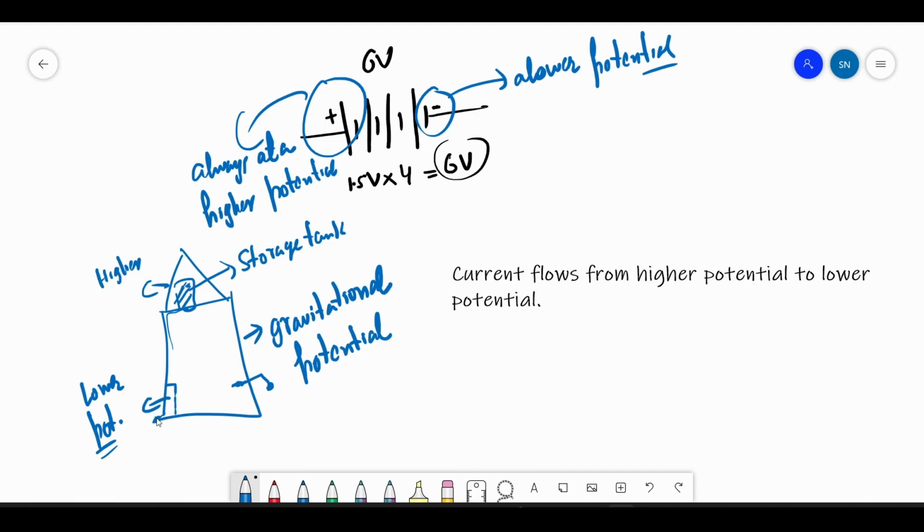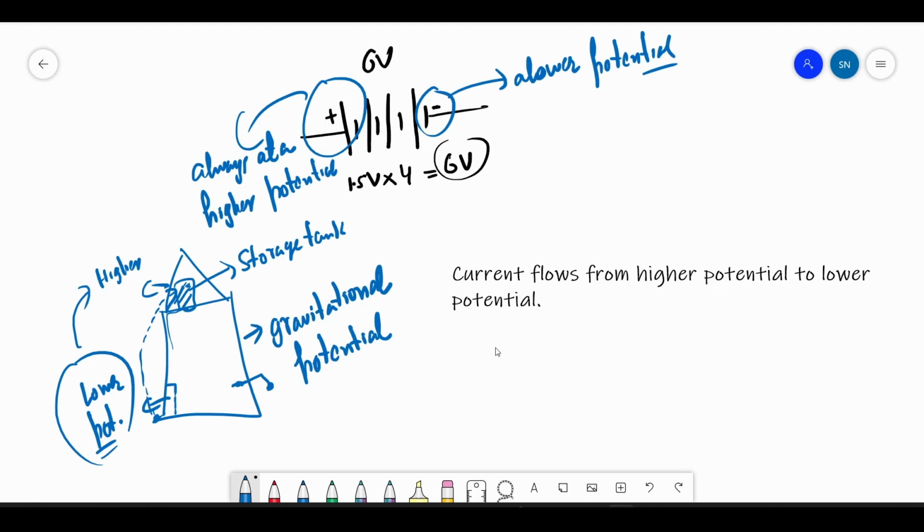Would this water, which is at the bottom, be stored by itself at the top of the storage tank? Will it reach by itself to the top of the tank? No, sir. Water cannot flow from lower potential to higher potential by itself. It can flow, but it cannot flow by itself. Have I made myself clear?